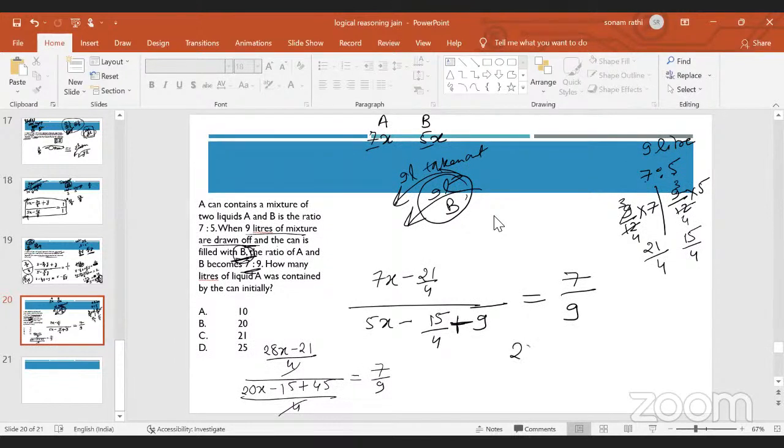28x minus 21 upon 20x, 45 minus 15 plus 30 is equal to 7 by 9. Okay, 7 ones are 7, 7 fours are 28, 7 threes are 21. So 4x minus 3 upon 20x plus 30 is equal to 1 by 9. Solve for x. Tell me the value of x. Cross multiply and tell me the value of x.